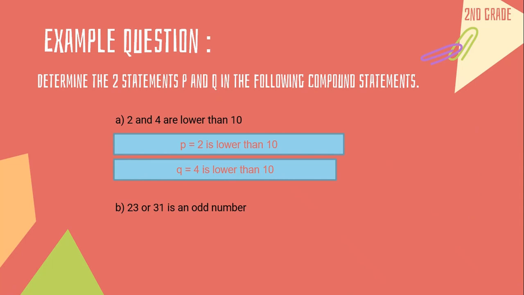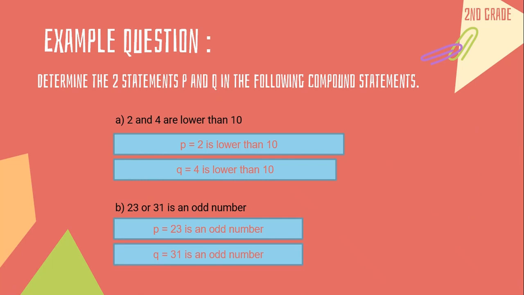So next, 23 or 31 is an odd number. So the statement P will be 23 is an odd number and statement Q will be 31 is an odd number.